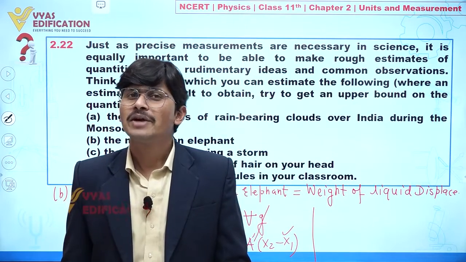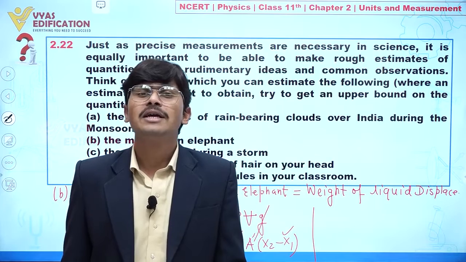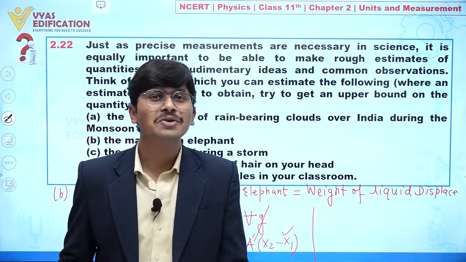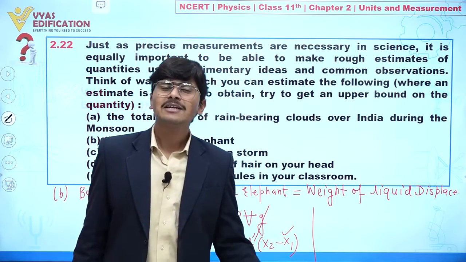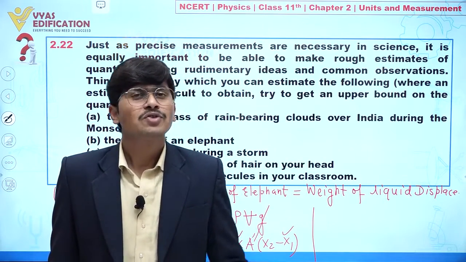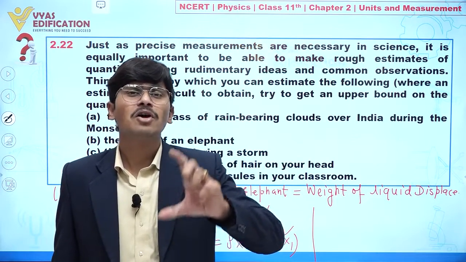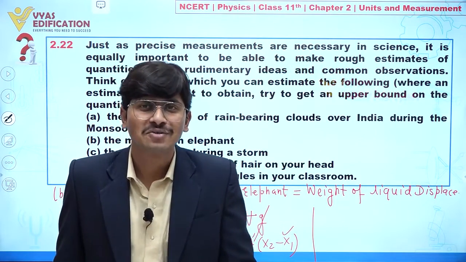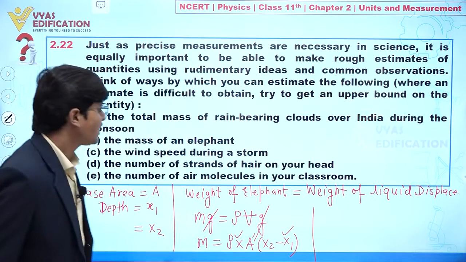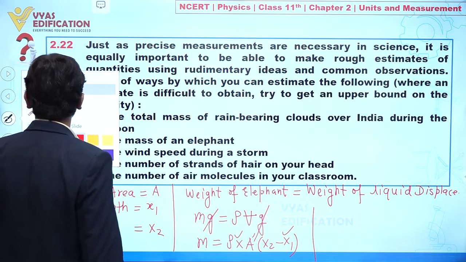So whenever initially we take the boat empty, the boat sinks by x1 amount due to its self weight, and that weight is a constant in both situations. So the additional depth of this boat occurred due to the mass of the elephant. So we can calculate this mass.